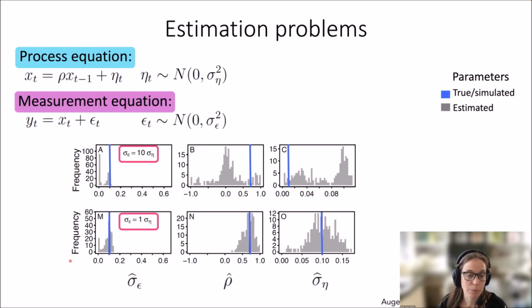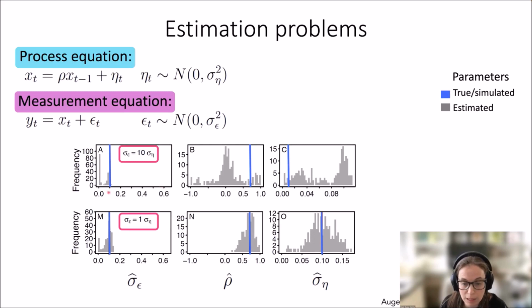One issue is that they can have problems estimating some parameters. Here I've simulated a very simple state space model that looks a lot like the toy example, except that we have a correlation parameter, and I simulated this time series 200 times and then fitted it. What we're seeing here in gray are the estimated parameter values for the process, the measurement equation, the correlation parameter, and the process noise. And in blue is the value that was used to simulate.